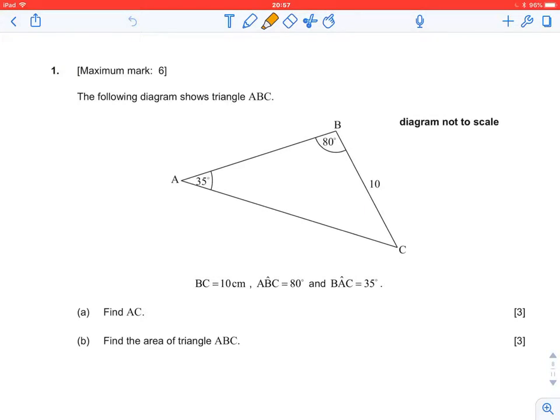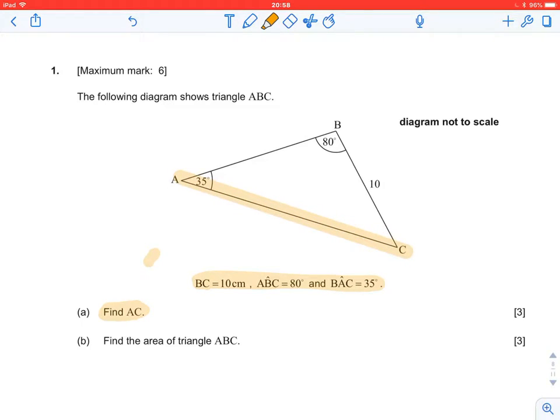So this question is question 1 from 2015, paper 2, calculator active, time zone 2. In this one, obviously we can see we have a triangle and we have some measurements, and we're asked to find AC. AC, we can see, is this side right here.